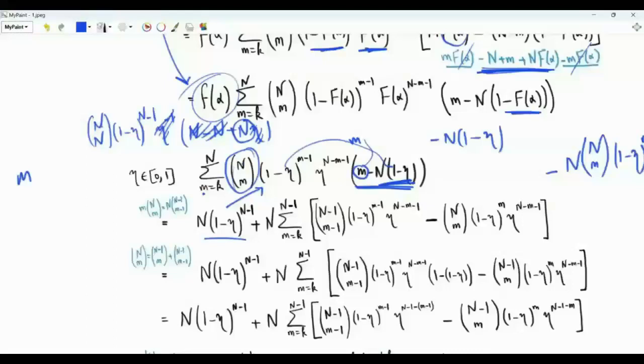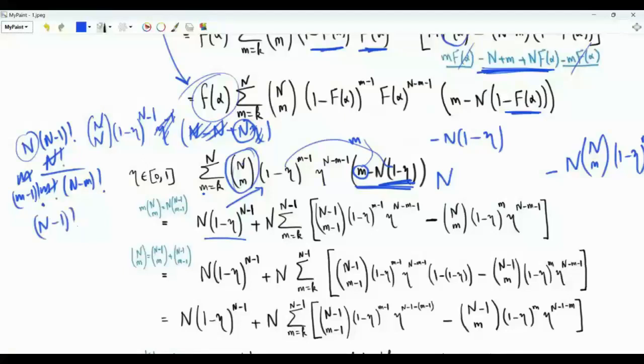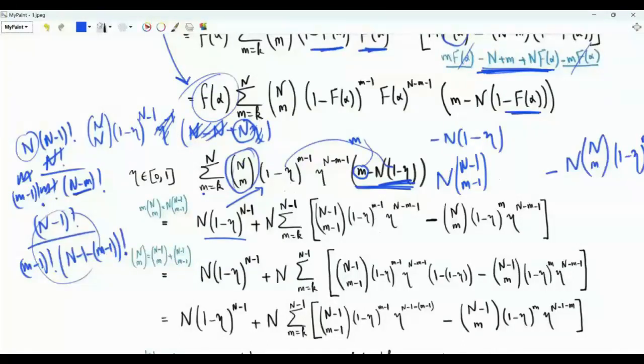Small m times n choose m, that's n factorial over m factorial times n minus m factorial. M divided by m factorial is m minus 1 factorial. N factorial can be written as n times n minus 1 factorial. So we have n, and then n minus 1 factorial divided by m minus 1 factorial, and this n minus m can be written as n minus 1 minus, between brackets, m minus 1, and then factorial. This is exactly the binomial coefficient n minus 1 choose m minus 1.